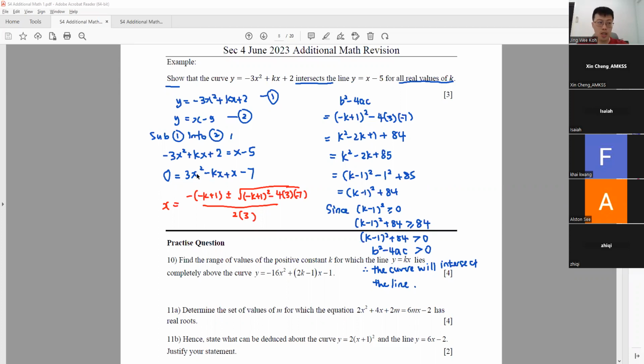So this red color step is always neglected, or you don't really do a lot of this because it's a little bit of a waste of time. But actually, if you use the quadratic formula, you can actually see your discriminant and understand discriminant a lot better.